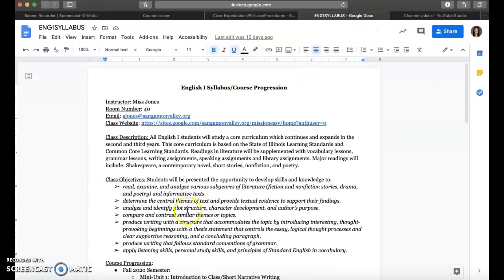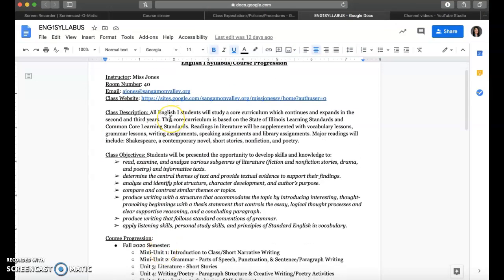English 1 syllabus. Alright, all English 1 students will study a core curriculum which continues and expands in the 2nd and 3rd years. This core curriculum is based on the State of Illinois Learning Standards and Common Core Learning Standards. Readings and literature will be supplemented with vocabulary lesson, grammar lesson, writing assignments, and speaking assignments, and library assignments. Major readings will include Shakespeare, a contemporary novel, short story, nonfiction, and poetry.